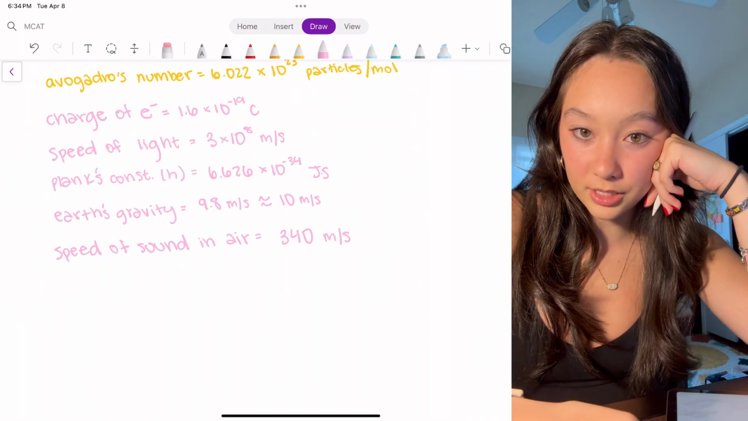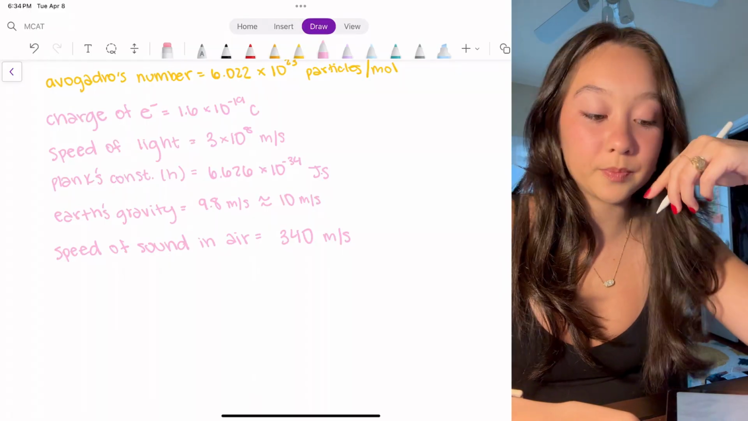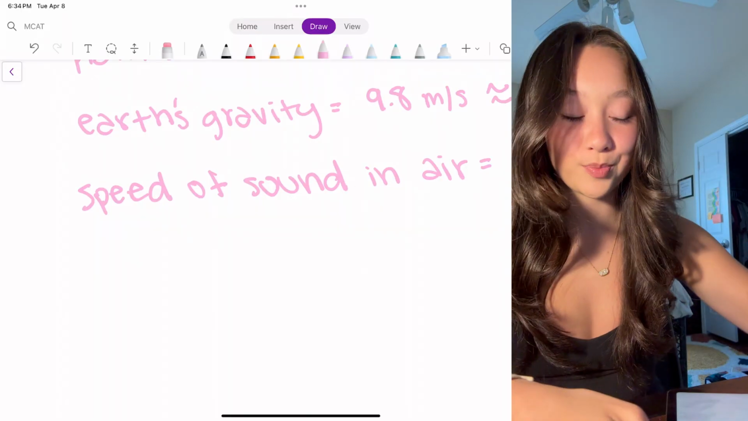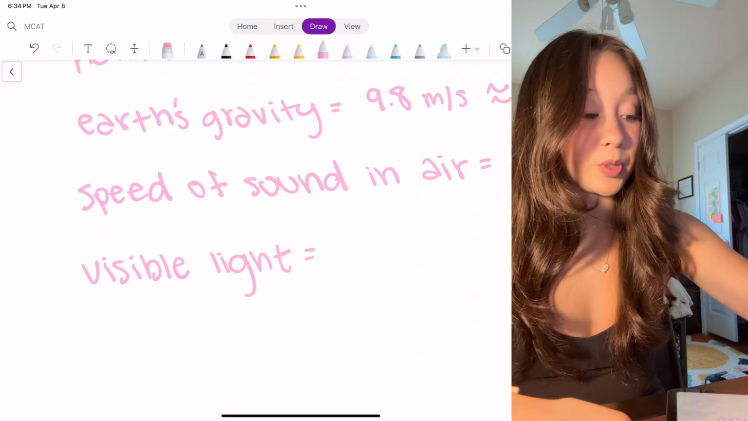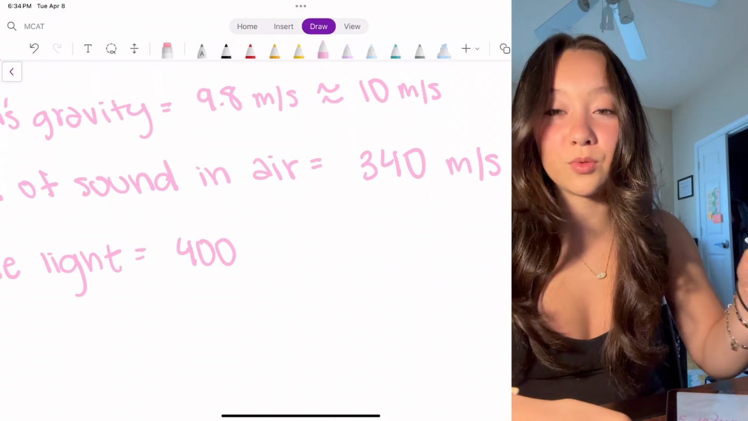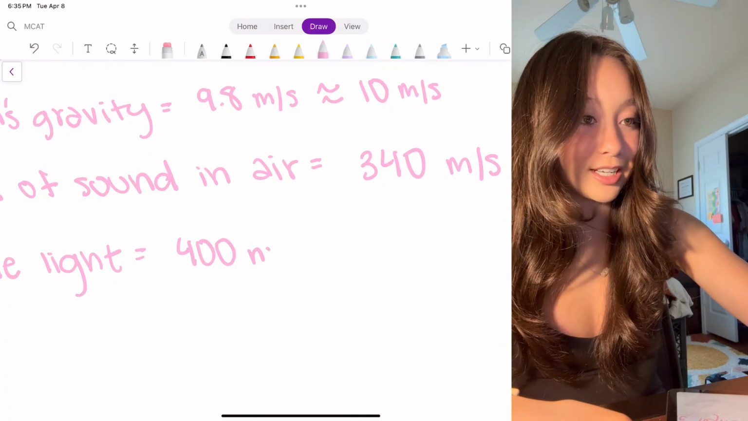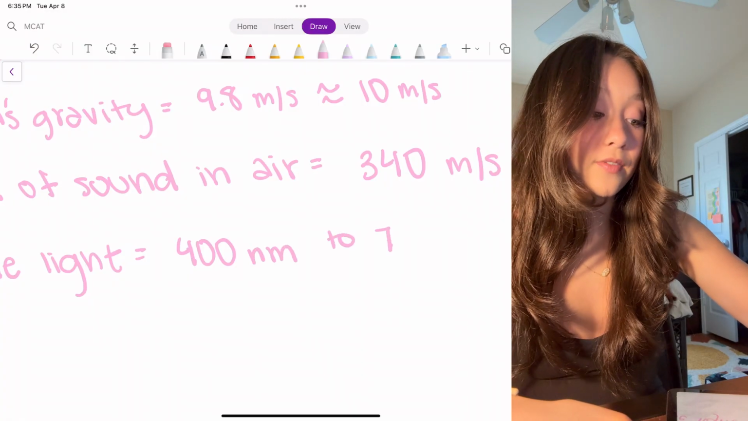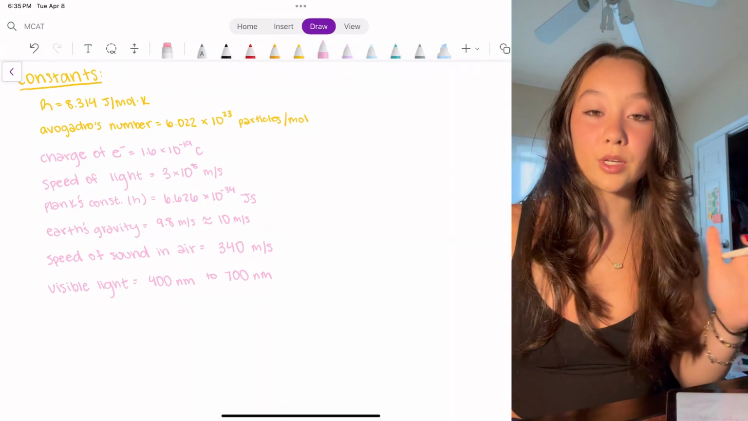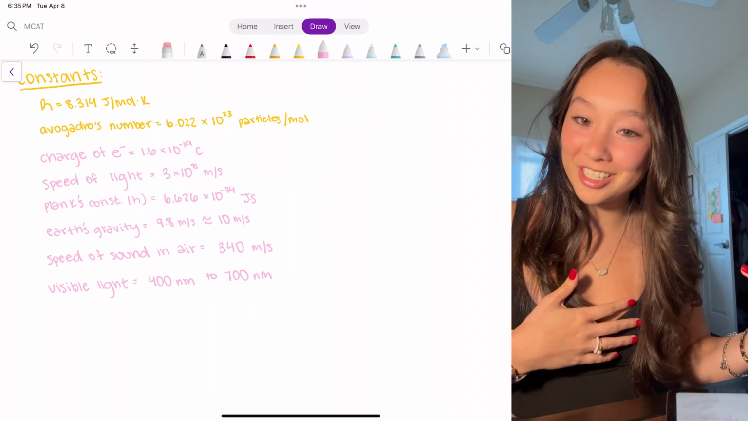The last physics one that I'm going to write down here is the range of visible light. Again, this one is not as high yield, but I think it is good to know. It's not too much to remember. So visible light is between around 400, it's actually a more precise number, like 423 or something like that, but just 400 is fine. 400 nanometers to 700 nanometers. Sometimes you'll get questions that have to do with this. Just knowing this range of visible light might make some questions easier.